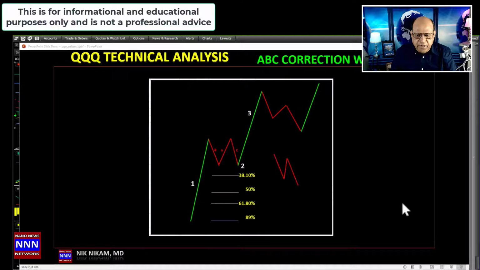I am Nik Nikam. Today we are going to look at ABC correction waves in Elliott waves, and apply that to Triple Q technical analysis so that we will know when to avoid getting into a market and when to enter a market as we are getting out of the correction waves.